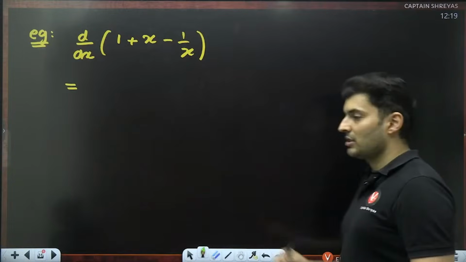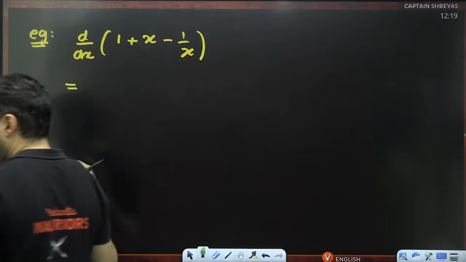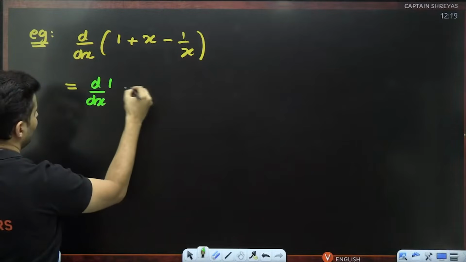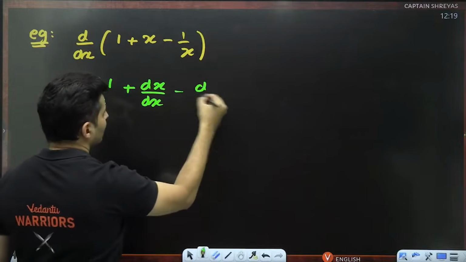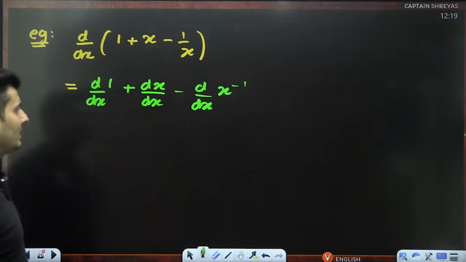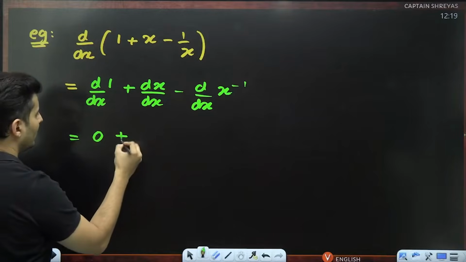There are three terms. So I will split up the derivative and then find the derivative individually and add and subtract them. So I'll find the derivative of 1 separately, find the derivative of x separately, minus d by dx of 1 by x. X is below, so bring it on the top. So it is x raised to minus 1. Derivative of any constant is always 0, so don't even worry about it.